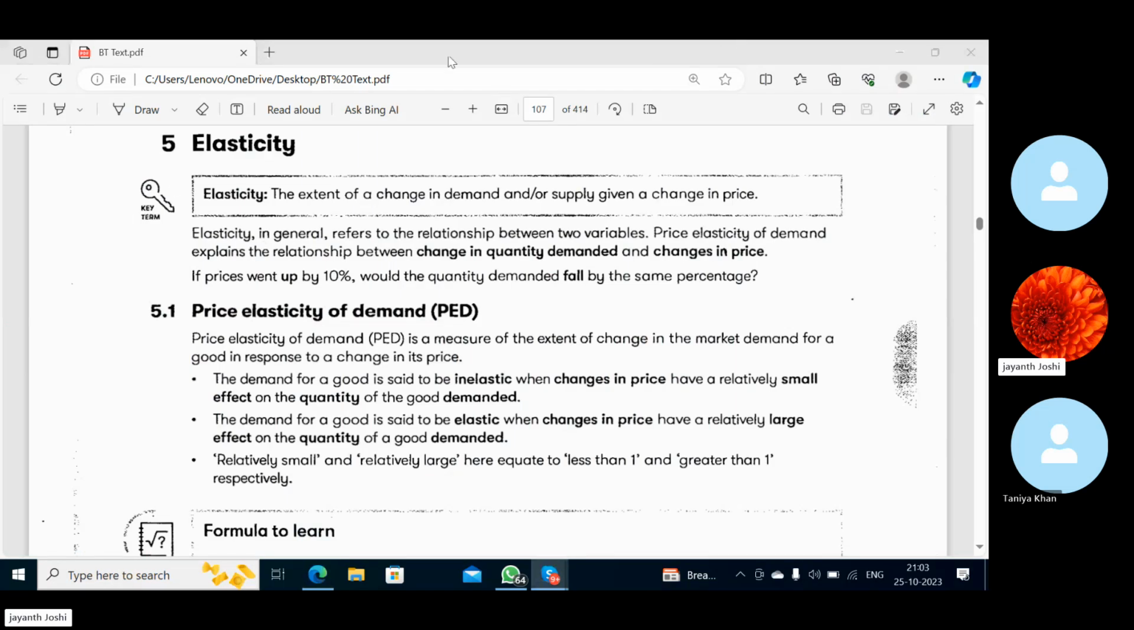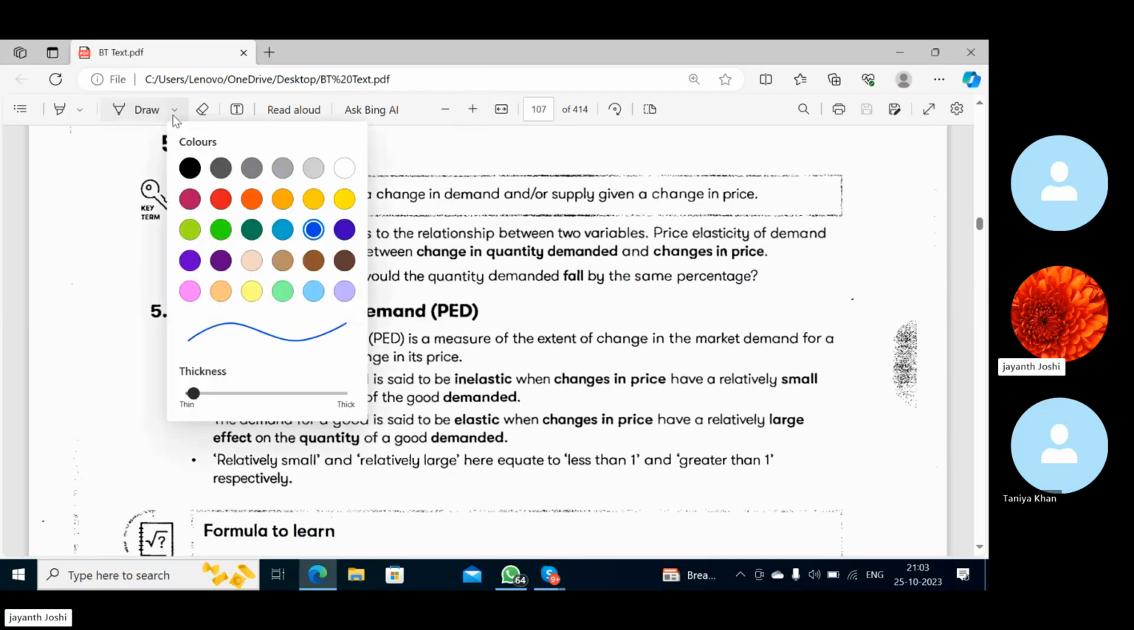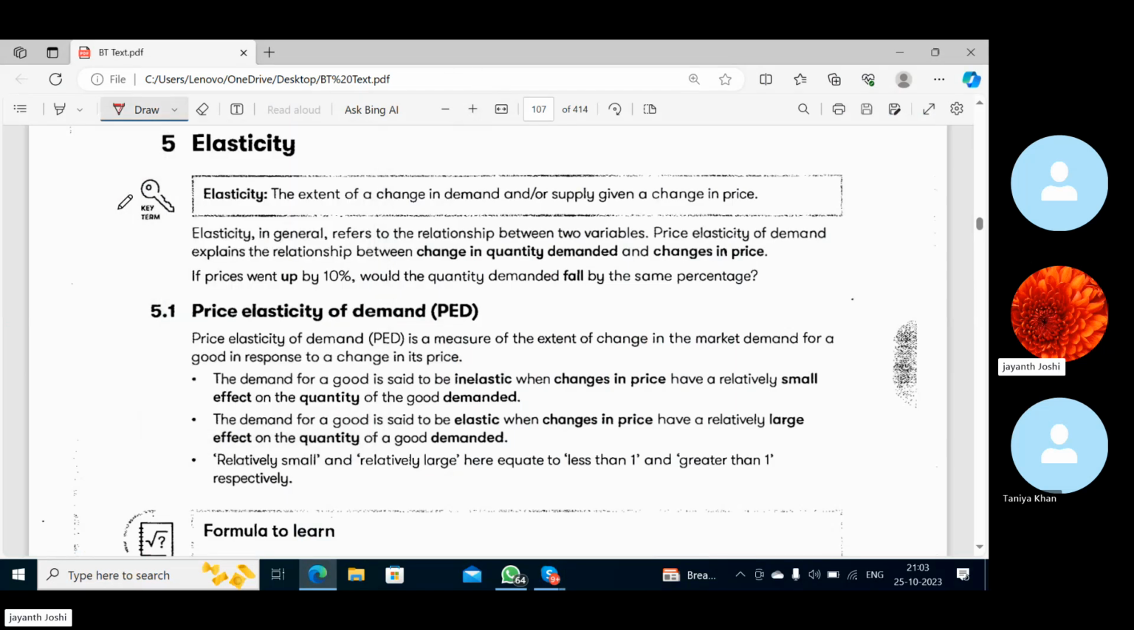So elasticity. What do you mean by elasticity? Elasticity is nothing but flexibility, something where there can be a contraction and expansion. Contraction and expansion, what is this all about? And why has it come here?